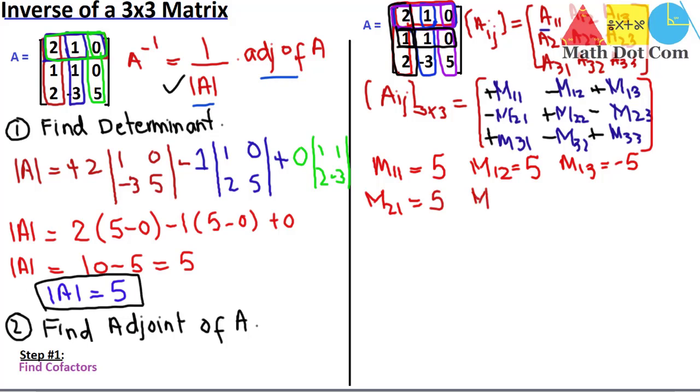Then we have M22. M22 is this element, we have to delete this row and this column and find the determinant using the rest of the elements, that is 10 minus 0, and it will be equal to 10. Then we will have M23. What is M23? Let's see. M23 is this element, so we have to find the minor of this element, so delete this column and this row, take the rest of the elements and find the determinant, so M23 is equal to minus 6 minus 2, it will be minus 8.